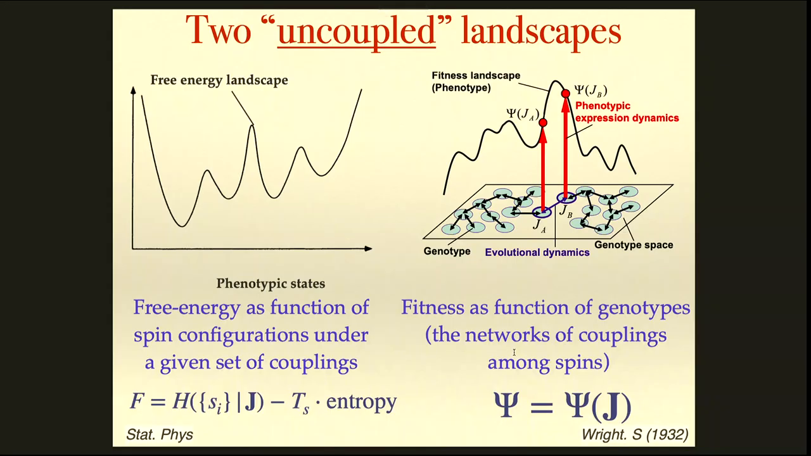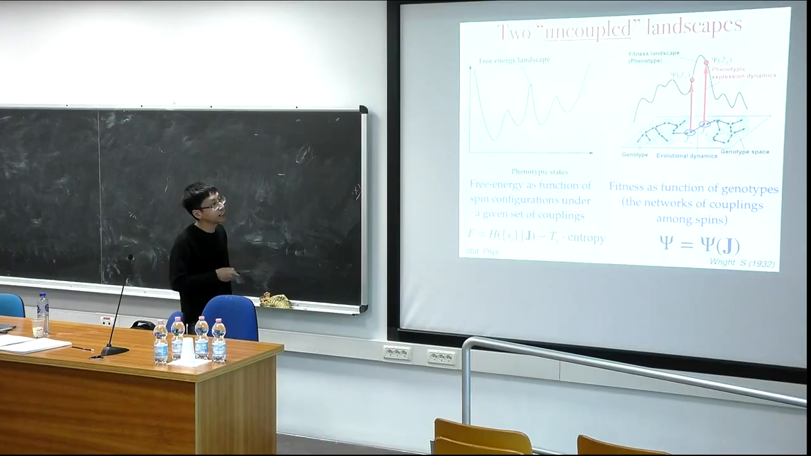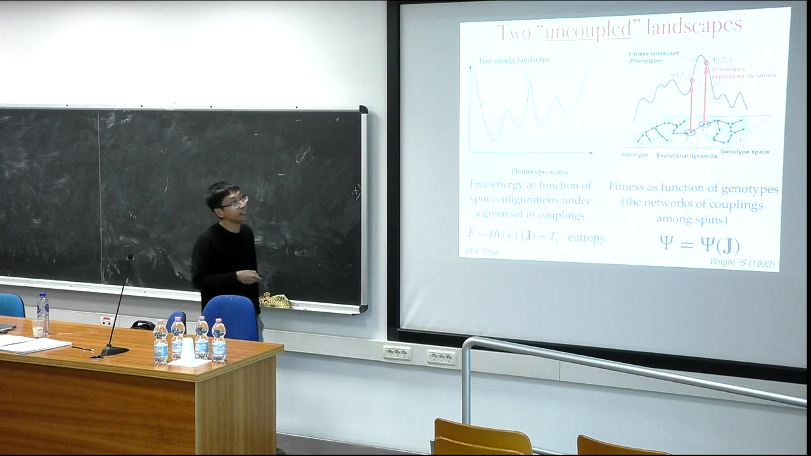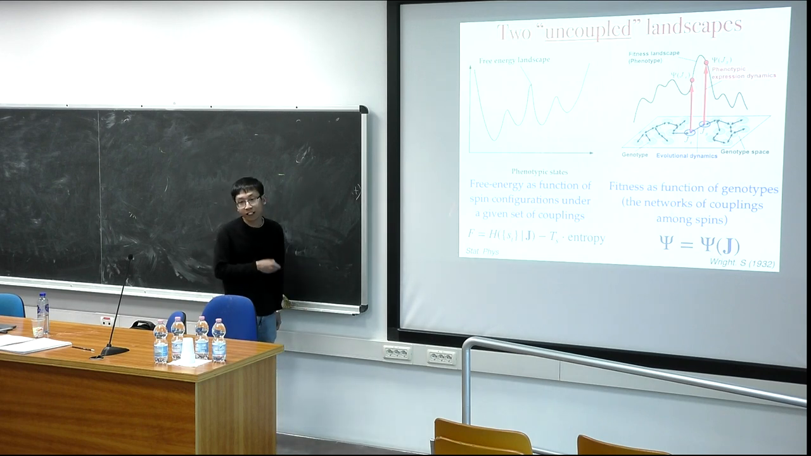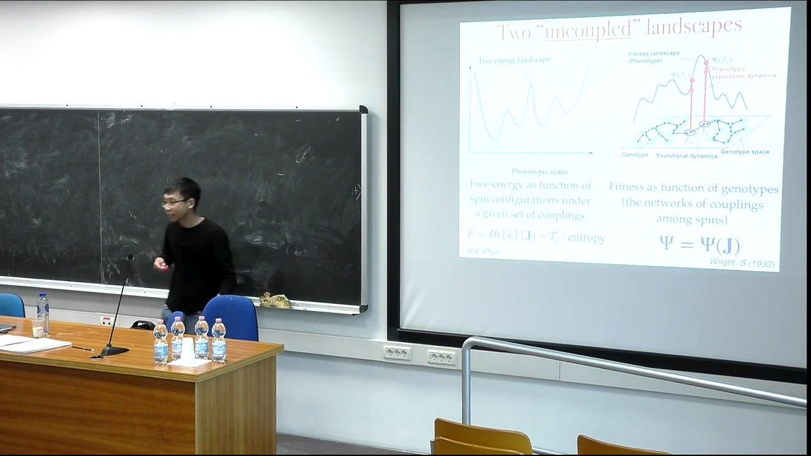Now we come to more detail of the model. So first, because you have enjoyed the Spring College for the last three weeks, you may be quite familiar with two well-established concepts, one in physics and one in biology. On the left-hand side, you have the free energy landscape defined as a function of the spin configurations under a given set of couplings. So if you fix the couplings, you have some kind of free energy landscape structure. And then you also know that you have this fitness landscape, which is basically defined in the space of the genotype. And they are uncoupled in the sense that they emerge in different fields. You don't put them into any connection.